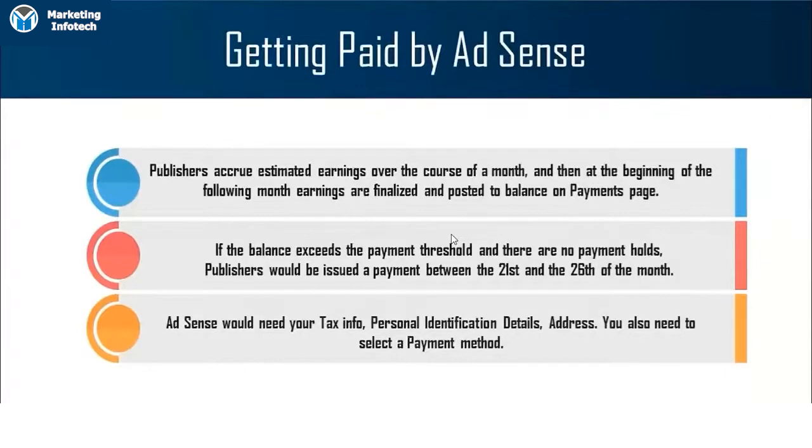Let me give you an example. Let's say Josh Furniture starts displaying ads using Google AdSense. They accrue estimated earnings throughout the month of July. Let's say the payment threshold for their account is $100, which is the default for a lot of publishers. For the month of July, it will all be calculated and accrued. By August 3rd, they will see their finalized July earnings credited to their AdSense payments page. So it is not credited to their account, it will be credited to their payments page.